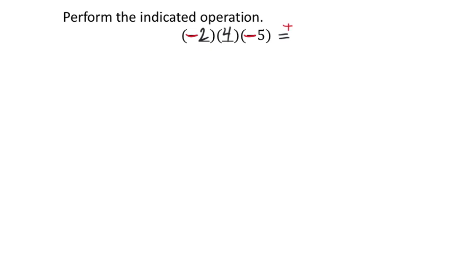Now, to be honest, I would do 2 times 5 just because I know that's 10, and that makes multiplication a little bit easier. But even so, you can just do 2 times 4, which is 8, and then you'd still have multiplied by 5, which 8 times 5 is 40. So we end up with the answer that is positive 40.